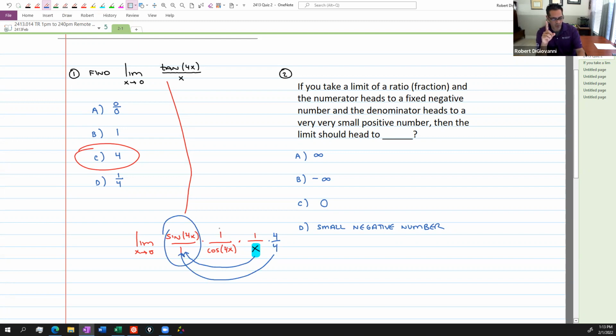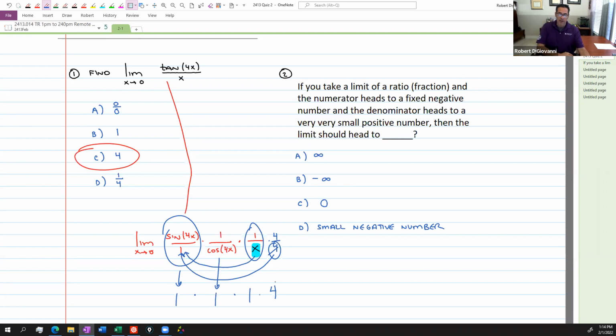And then this will also go to 1. This goes to 1 over cosine of 0. Cosine of 0 is 1, so 1 over 1 is 1. And then this no longer is a problem because the x has been slid over to the other side. So that's really just a 1, and the 4 here is gone. So you just have 4 here. Multiply across, you get 4. All right, that's that first one.